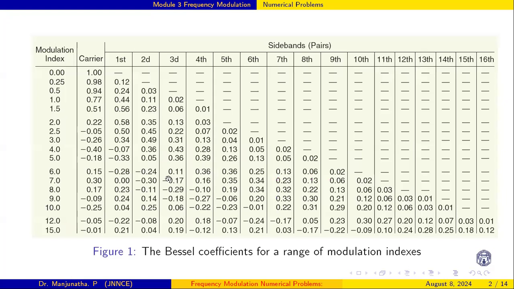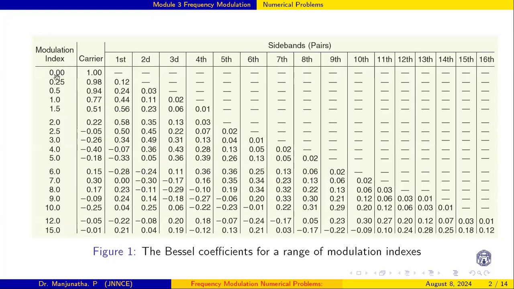So now we'll see one by one. This is the table of Bessel coefficients for a modulation index. The first column is the modulation index, and the first row gives the carrier magnitude, the first sideband magnitude, the second sideband, the third, and so on. So these are the number of sidebands: 1, 2, 3, 4, 5, 6.